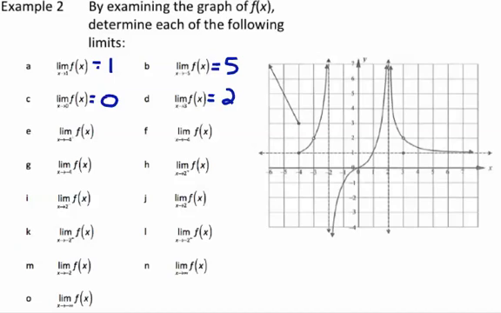E, we start dealing with one-sided limits. X approaches -4 plus means x approaches -4 from the right side. So we're approaching -4 like this. With a one-sided limit, it only matters what the function approaches from that side. So on that side, the function approaches 1.